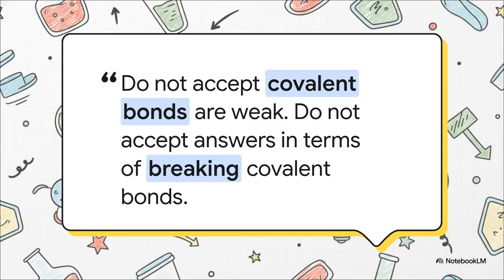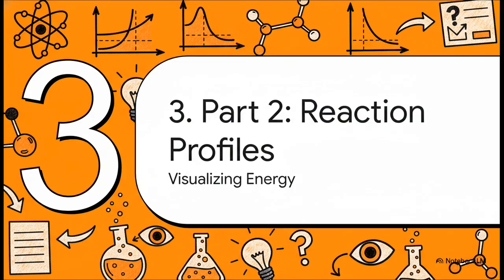Now, this is probably the most important bit of the whole section. This is a direct quote from the mark scheme, and it's basically a giant red flag for the most common mistakes students make. You have to be crystal clear. We're talking about the weak forces between different propane molecules. We are not talking about breaking the super strong covalent bonds inside a single propane molecule. Getting that difference right is everything. It's the classic trap, and now you know how to avoid it. Awesome. 3 marks in the bag.